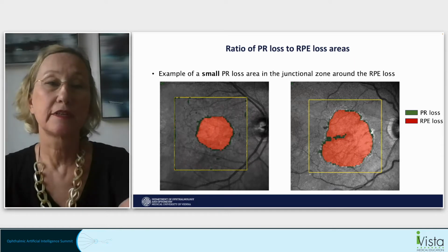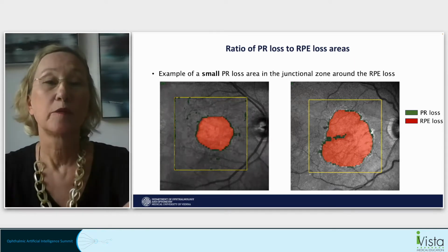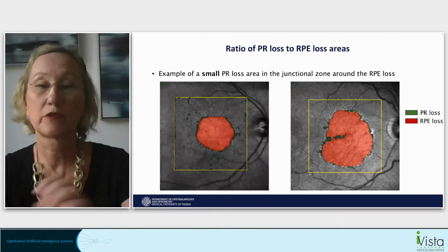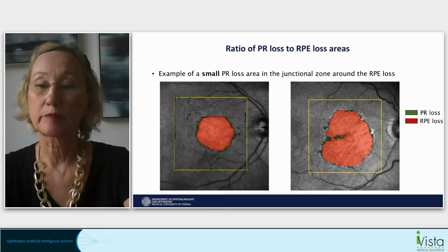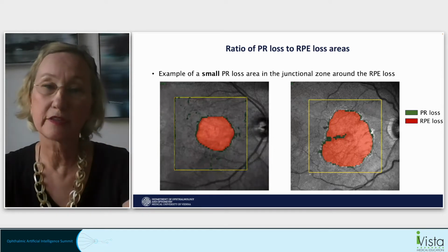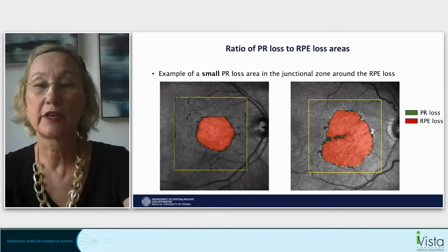You can see that in the case on the left side, where there is little change as the photoreceptor loss is not so far away from the RPE loss, as well as on the right-hand side image. These should be videos, but they do not seem to work.